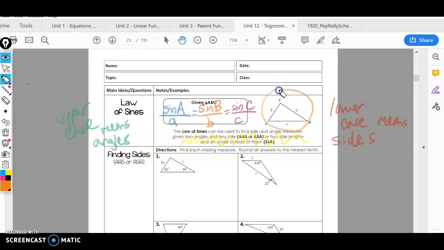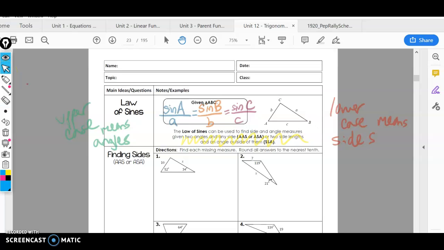Notice in our picture right here, the uppercase letters A, C, B are next to the angles, whereas the lowercase a, b, and c are next to the sides. Also, notice how if you have an angle A right here, the side A is opposite. Same thing applies to angle B, side B is opposite. And angle C, side C is opposite. That's how you know where all the sides and angles are in the triangle diagram.